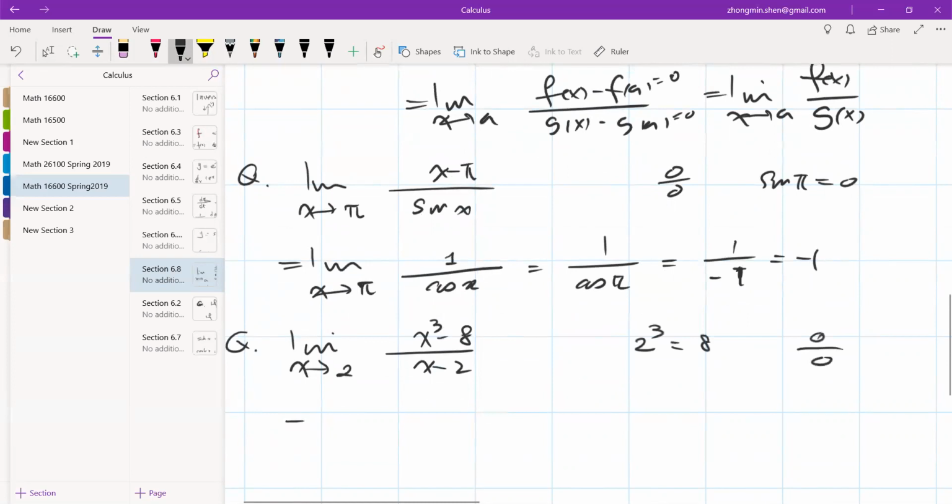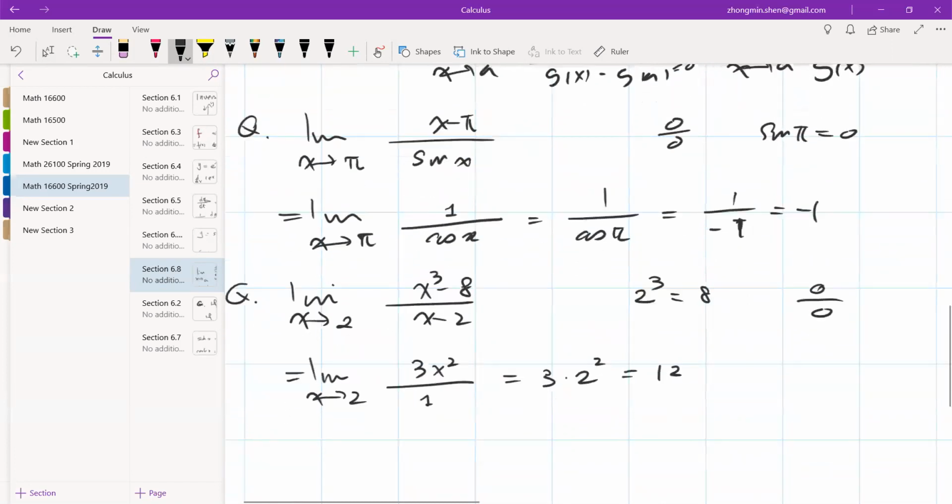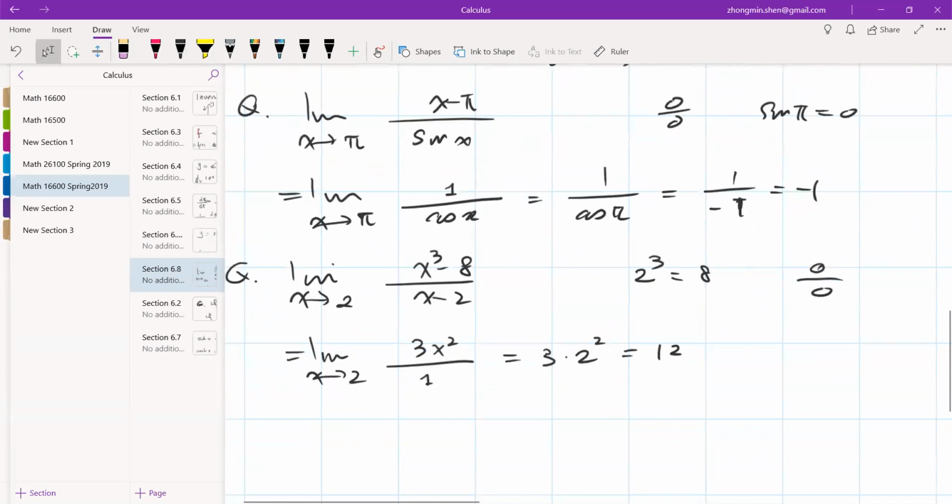All right, so you can apply L'Hopital's rule. The derivative of the denominator is 1. The derivative of the numerator is going to be 3x squared. Now you cannot use L'Hopital's rule on this quotient because it's not a 0 over 0 type. You have to stop there. So you plug 2 in for x, get 12, right? So that's the answer.